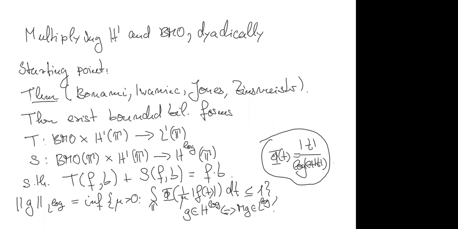And so what I want to talk about today is first, why is that so? Is there an easy way to think about it? And can this maybe be extended to other settings? And I'm particularly interested in the multiparameter setting. And in the end, is this H-log space nice?